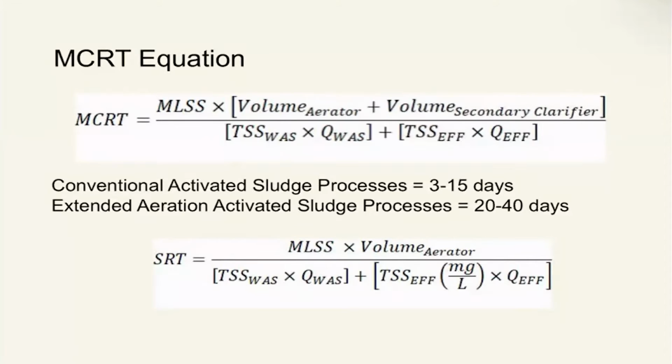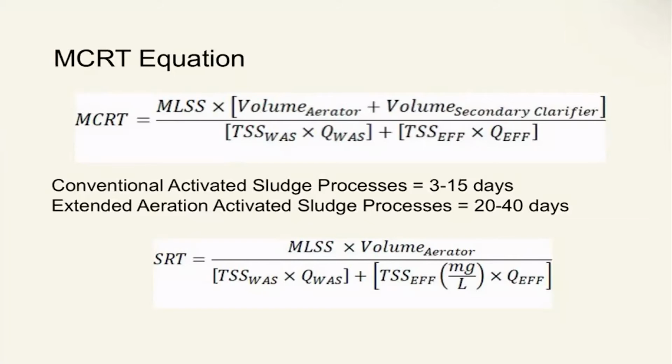We then take the calculated value found from our terms on the top of the equation and divide that by the value calculated from the terms on the bottom of the equation. And this will result in our MCRT value, which is reported in days. Some typical MCRT values for conventional activated sludge processes are 3 to 15 days. And for extended aeration activated sludge processes, it's 20 to 40 days.